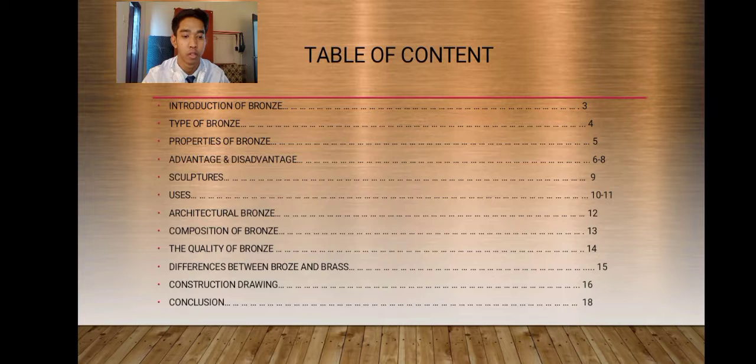The title is bronze. Okay, this is the table of content. The table of content is: first, introduction of bronze; second, types of bronze; next, properties of bronze; advantages and disadvantages; next is structures; the next is uses; the next is architectural bronze and composition of bronze; difference between bronze and brass; construction drawing; and the last, conclusion.